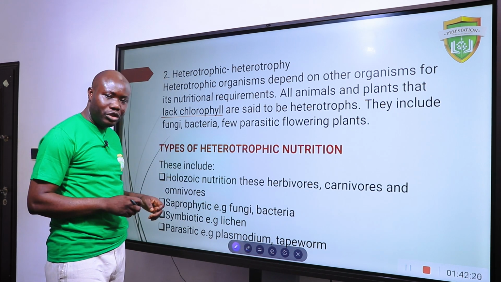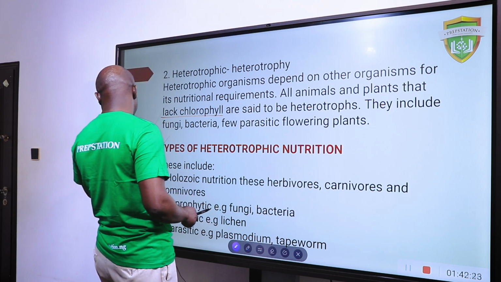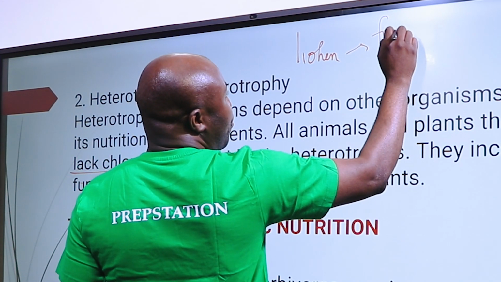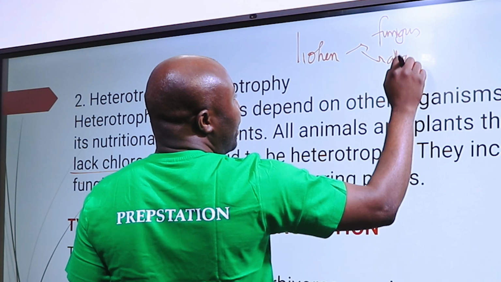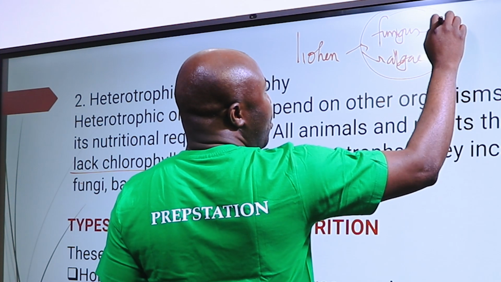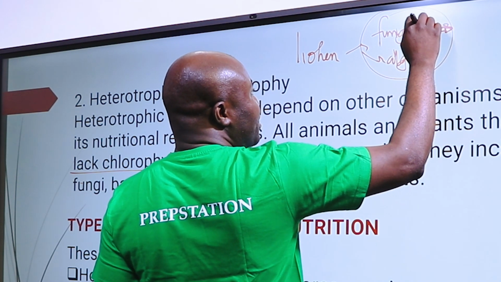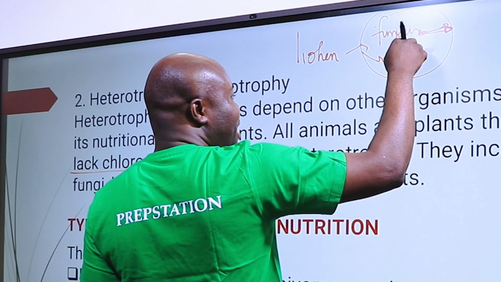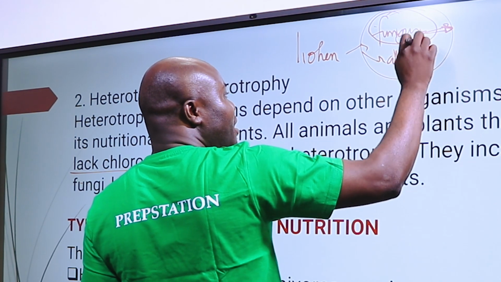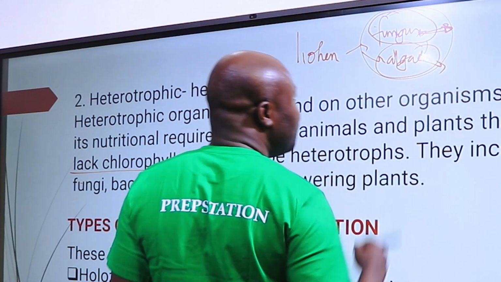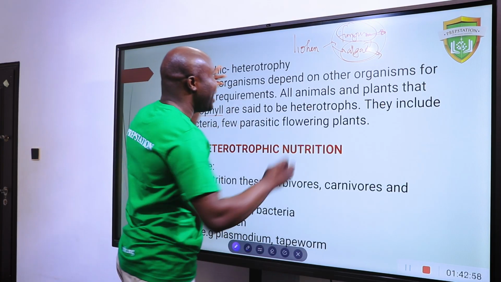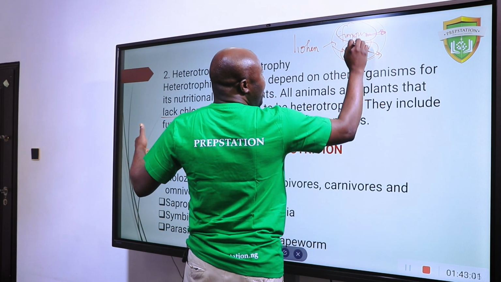Then we have symbiotic nutrition. An example is lichen. I'm not sure if you are familiar with what lichen means. Lichen is a kind of association between a fungus and algae. Now, these two come together. Of course, the fungus is the principal, the primary component, always more than the algae, and it provides only accommodation for the algae. But of course, the algae is what produces food for the fungus, because algae can photosynthesize, but fungi cannot. So lichen is a relationship between fungi and algae.